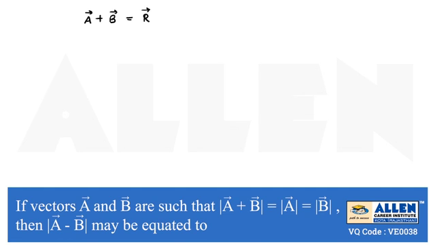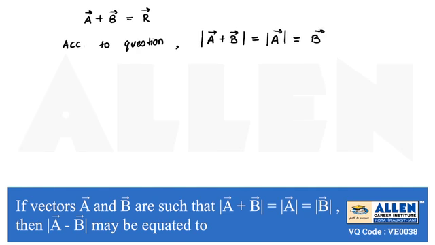So according to our question, we have been given a condition, that is a vector plus b vector, that is r vector, and we are discussing its magnitude, which is equal to the magnitude of a vector and it is also equal to the magnitude of b vector. Suppose this magnitude is a.